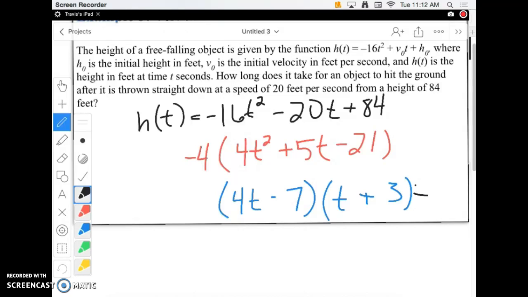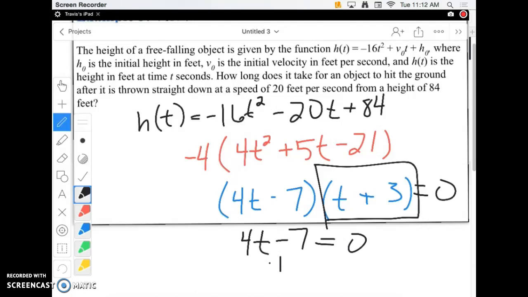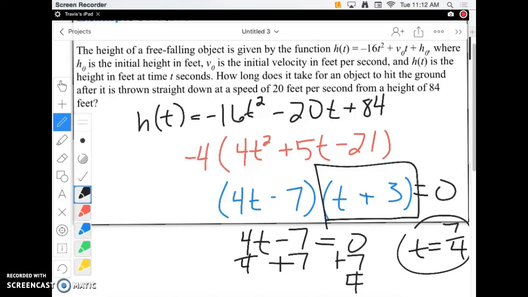So we set both of these equal to 0. This one over here would give me t equals negative 3, which doesn't make sense in context of the problem. So our answer is going to be 4t minus 7 equals 0. We will add 7, and divide by 4. So t is equal to 7/4 seconds.